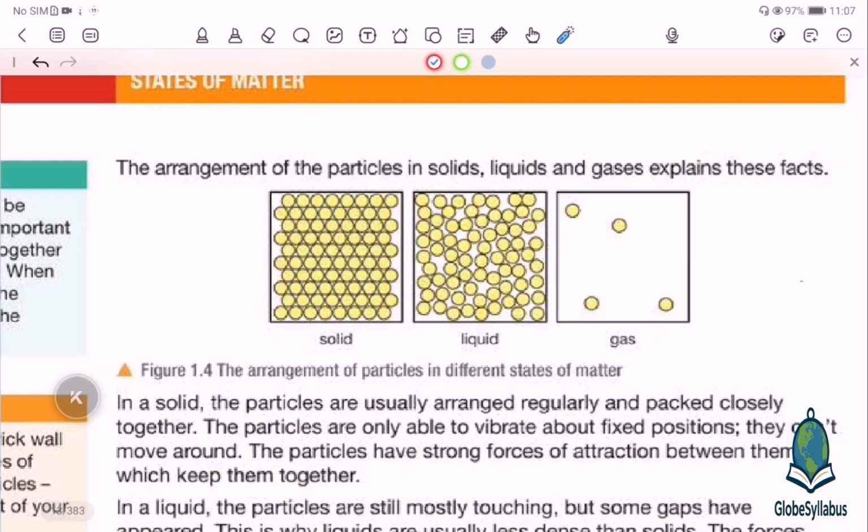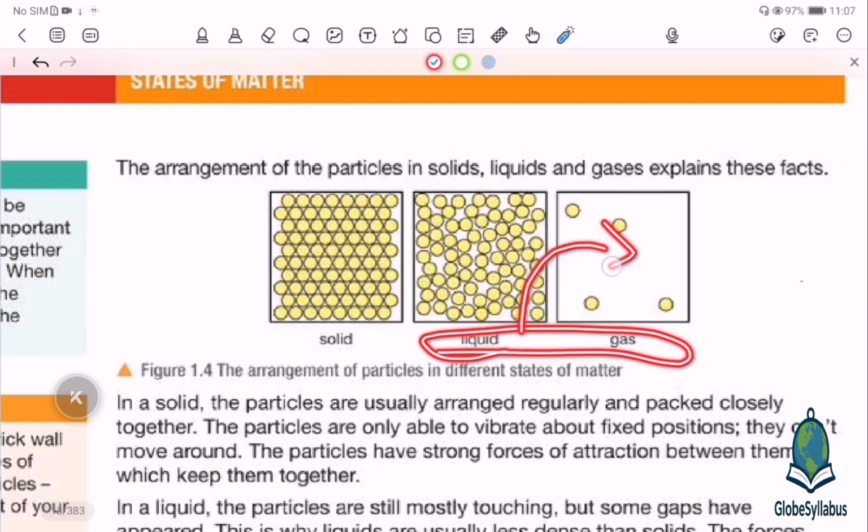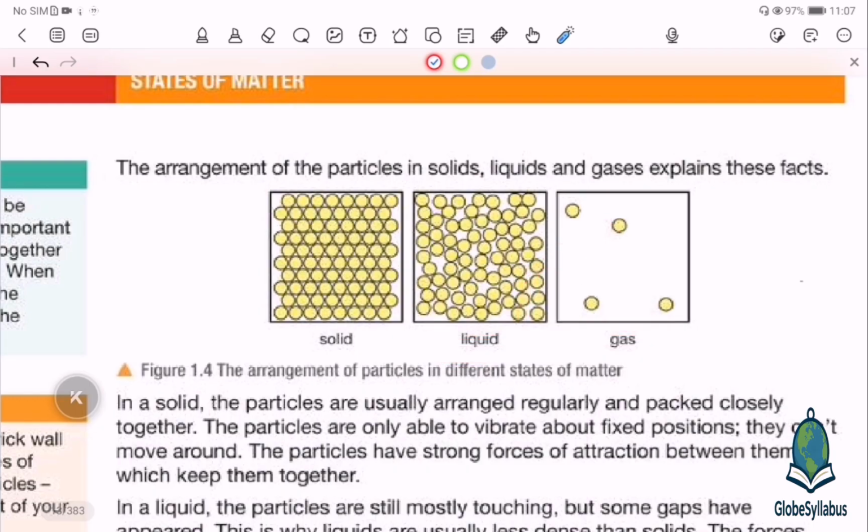Here we observe the liquid. Liquid and gas are actually quite similar, just that gas is more exaggerated than liquid. You can think of it this way. What is the arrangement of particles in a liquid? Randomly arranged. What is the movement of particles? Particles slide around each other. Kinetic energy is higher than solid, lower than gas.